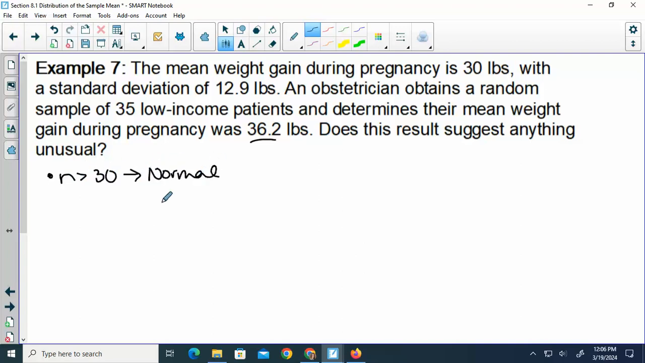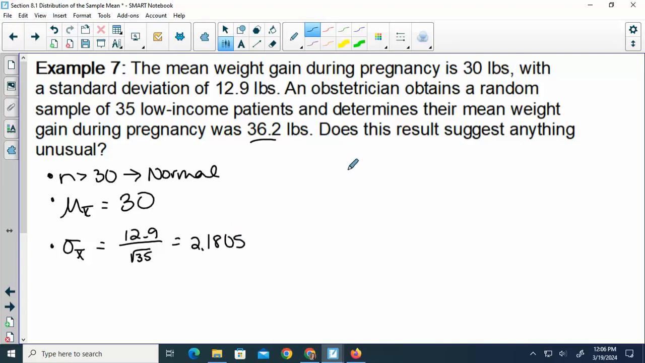We can use it. So what is our standard deviation of x bar? And I said standard deviation, I meant mean. I wrote mean instead. Standard deviation would be? So we get a standard deviation of 2.805. So if I'm trying to decide if it's unusual that they gained 36 pounds, can we do the probability that something equals 36.2?